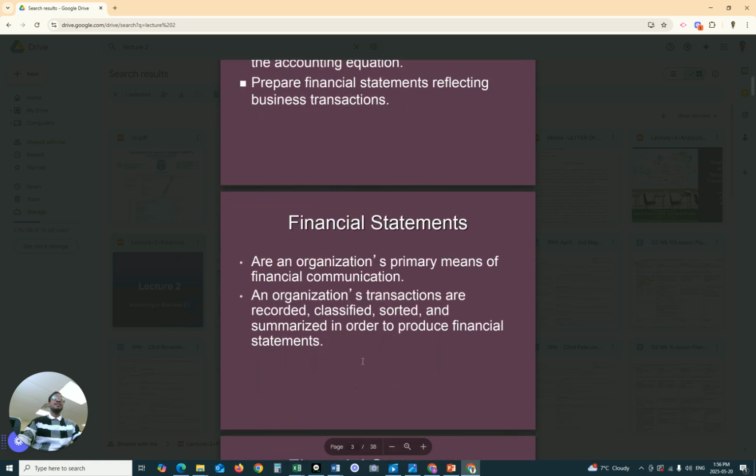Financial statements, what are they? What do they involve? They are an organization's primary means of financial communication. They are produced from transactions that are recorded, classified, sorted, and summarized. So in essence, transactions must happen. Then they are recorded, analyzed, classified, prepared, interpreted, and communicated to users.